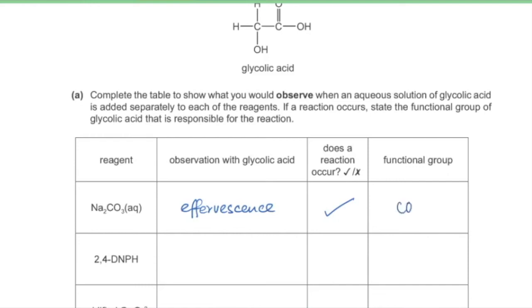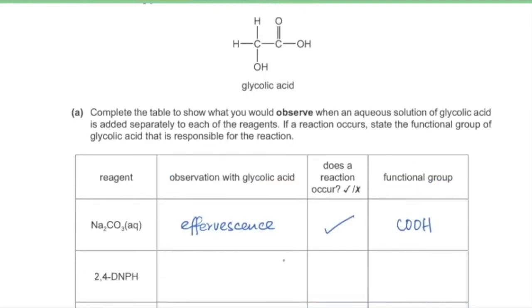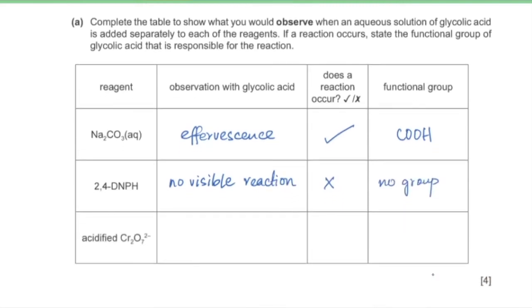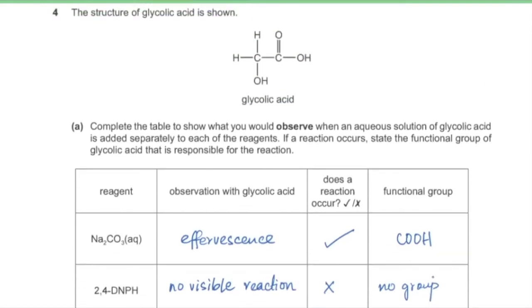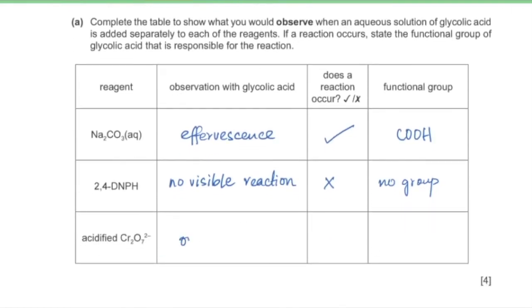The functional group responsible for this reaction of glycolic acid is the COOH group. Now 2,4-DNPH reacts with carbonyl compounds only, so no visible reaction, since we don't have any carbonyl compound in the glycolic acid structure. Acidified chromate ion is an oxidizing agent that reacts with primary, secondary alcohols, and aldehydes. Here, the functional group that's responsible for a reaction is this alcohol group, and the observation is going to be orange to green. So this solution will turn to green from orange.